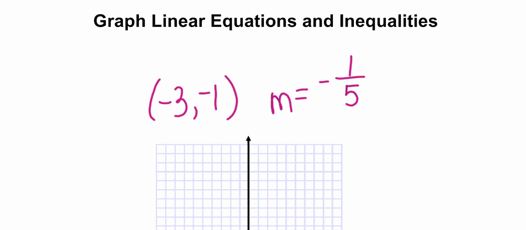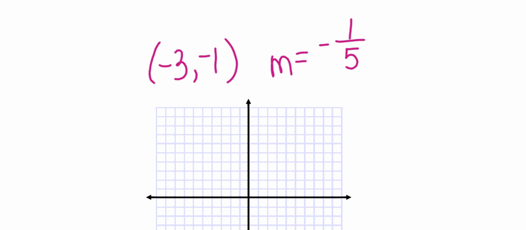We're going to start off with just a little refresher about how to graph linear equations and inequalities. Back in lesson 2.3 when we talked about slope, we did some problems where we were given an ordered pair and a slope as you see on the screen, and we practiced graphing those types of problems. So we'll just review that quickly.